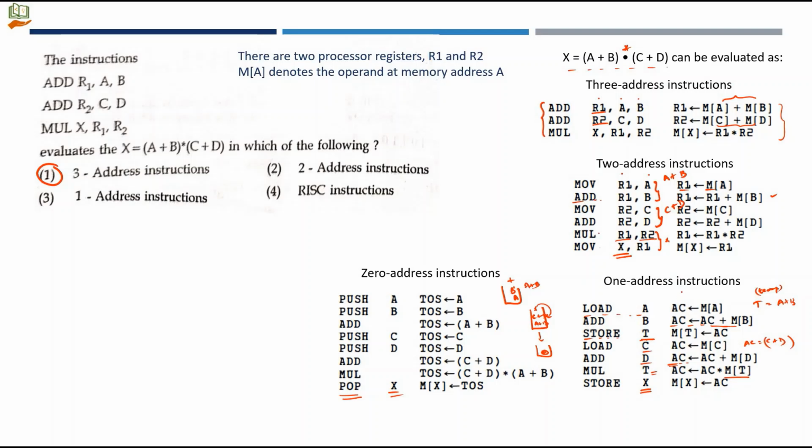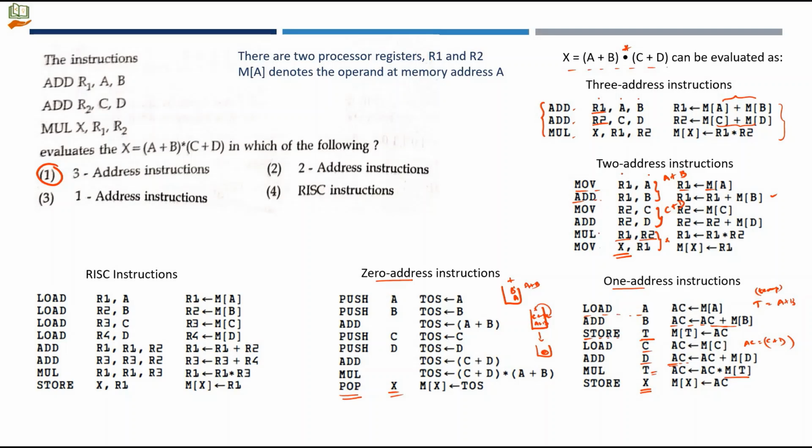If you use an accumulator, it becomes one address instruction. When you use a stack, it becomes zero address instruction. Two address instruction involves MOV instruction, and in three address instruction you have only the operation related instruction. Next we will see about RISC instruction.